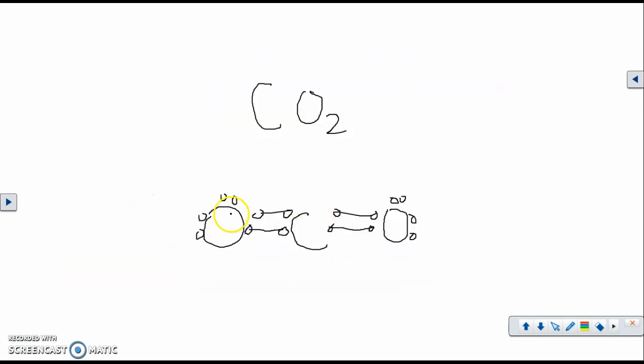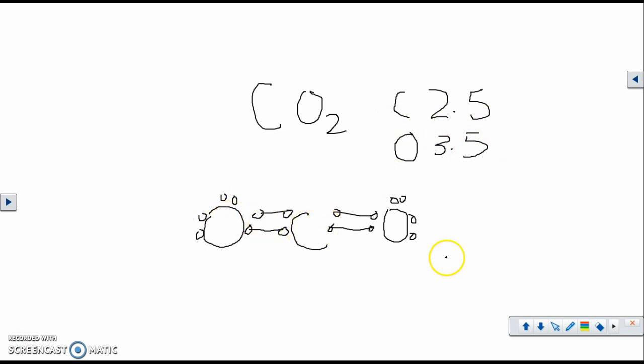Oops. You actually have met the octet rule. So in this case, this is how carbon dioxide looks. If you look at your table of electronegativity from page 3, we know that carbon has an electronegativity of 2.5, and oxygen has an electronegativity of 3.5, meaning that oxygen is more electronegative than carbon.